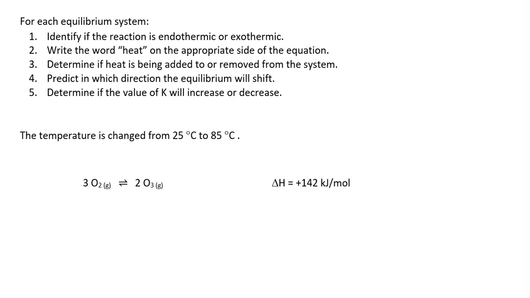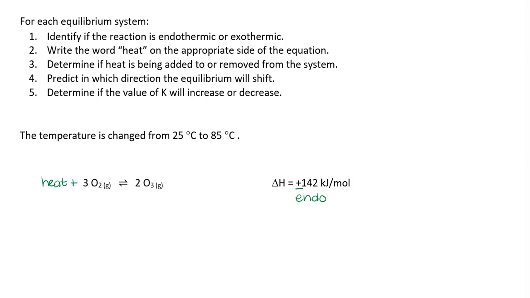So the first thing we do is we assess whether the reaction is endothermic or exothermic. We have a positive value of delta H. That tells us that our reaction is endothermic. Endothermic reactions absorb heat, and so we write heat on the reactant side.